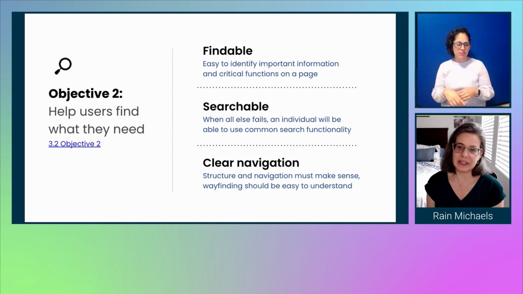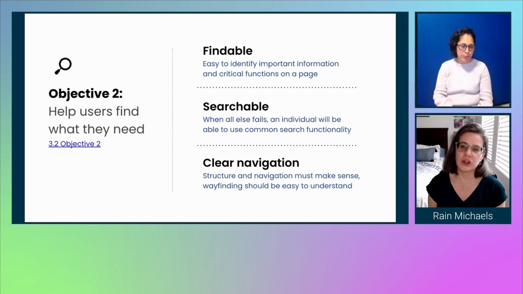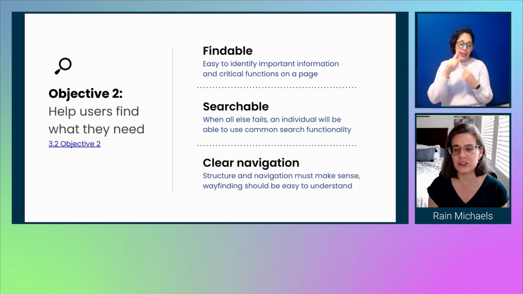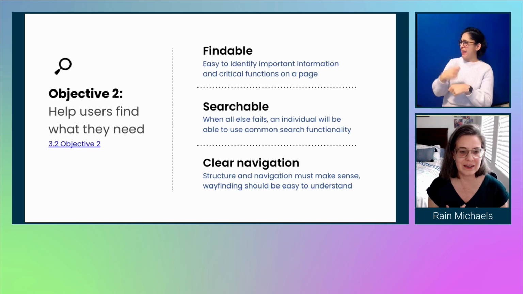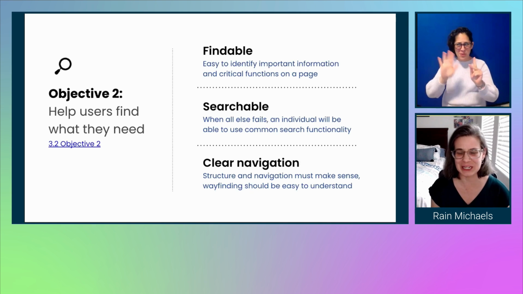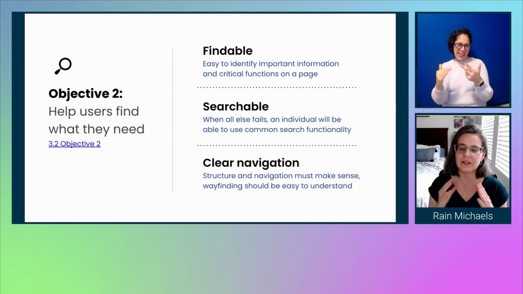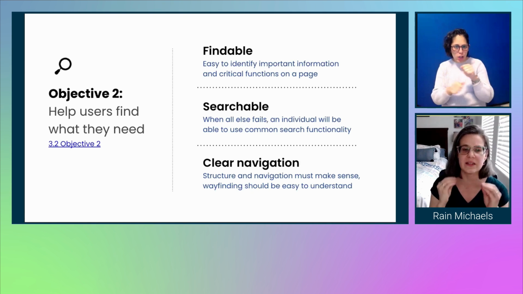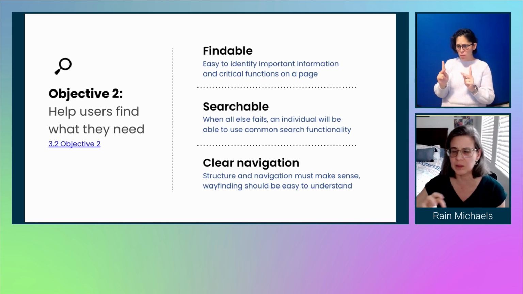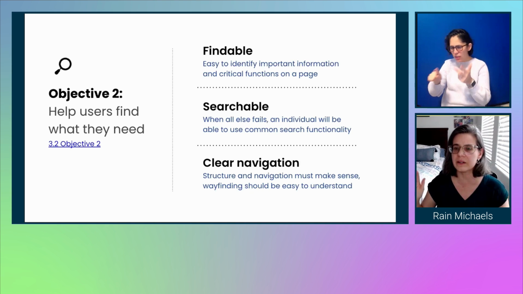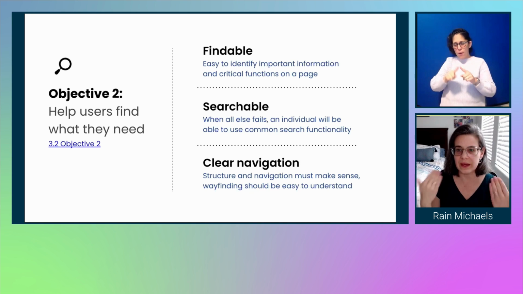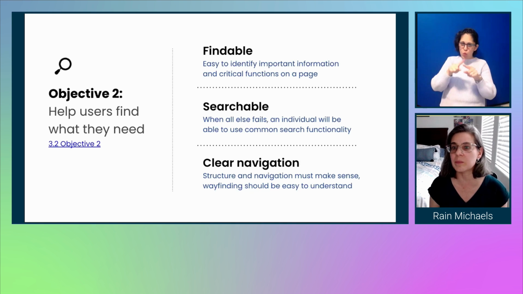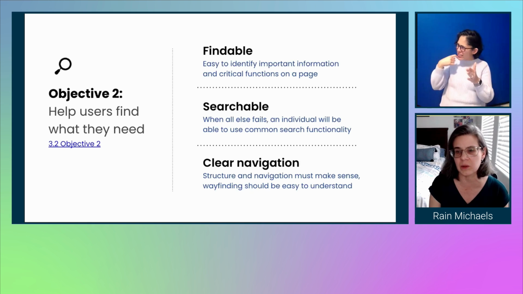And then finally, clear navigation. Really think about the structure and navigation of your content and ensure that it makes sense. This is a funny one. So what does make sense mean? And that can be different for a lot of people. And we'll actually talk about that in the next objective. But thinking about that structure and navigation, does it make sense? Does it help people with wayfinding? Does it take people through the steps and give them clear anchors that can enable them to get back to different points in the system without having to rely on a memory of something that they don't have access to at the moment?